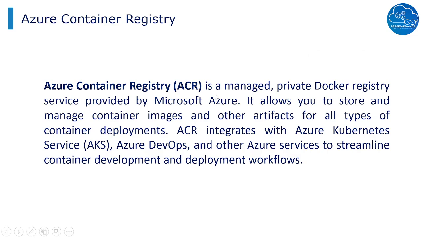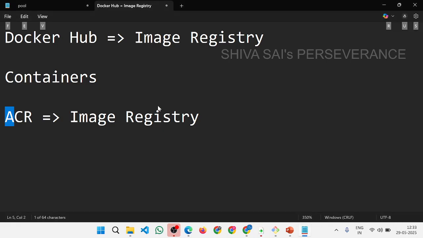So now we have clarity that ACR is an image registry, same as Docker Hub, but it belongs to Azure. It's Azure Container Registry. That's fine. Now, let's talk about what repositories are.